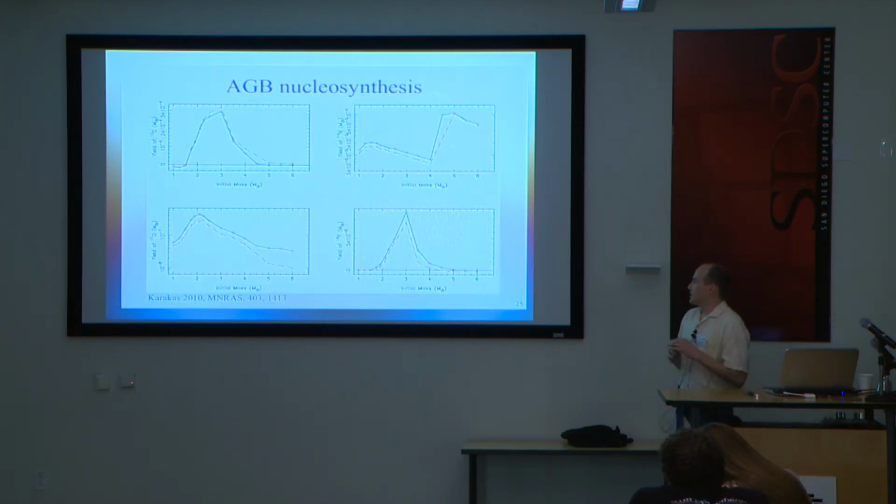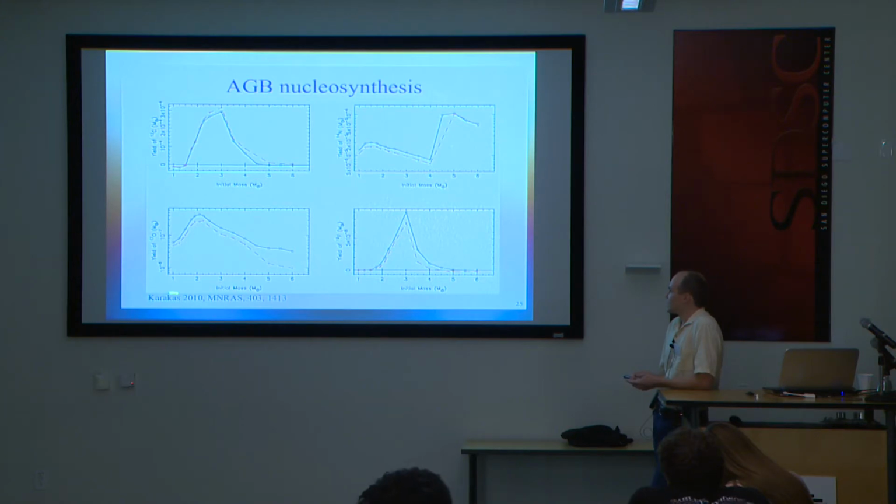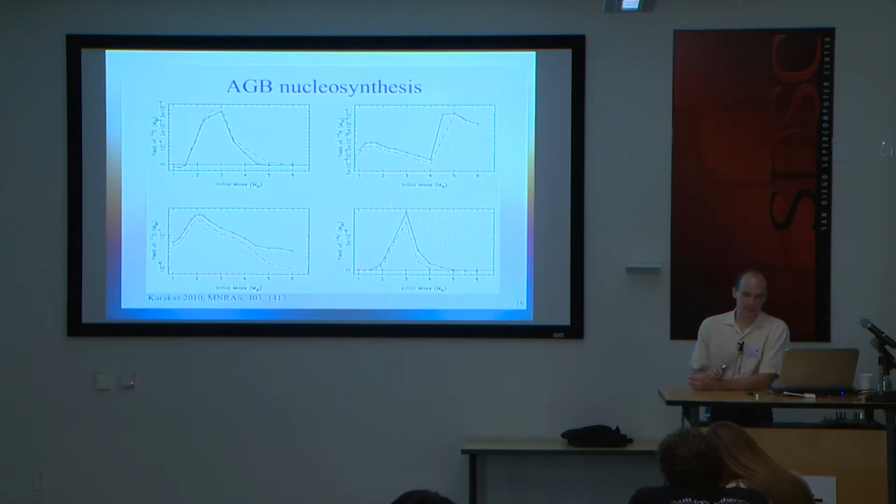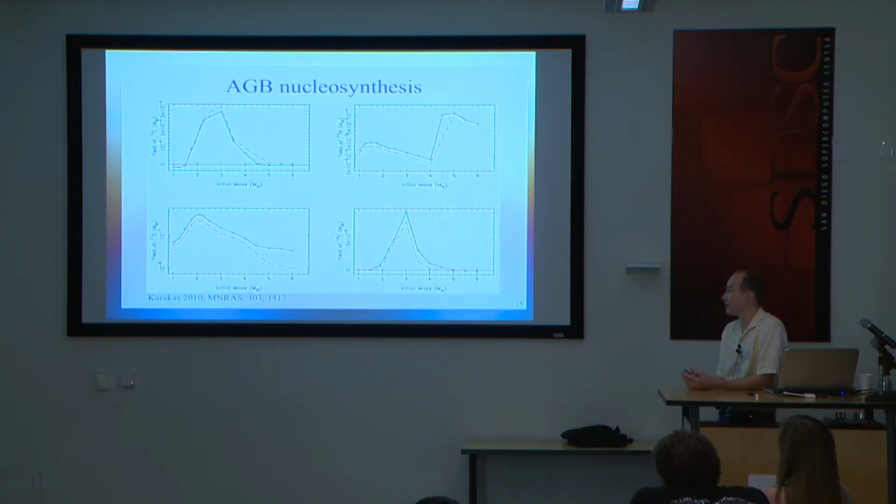So this is what AGB nucleosynthesis looks like, and the reference that I like is Karakas, 2010, who revised some AGB models. If you ever want to look up the yields of these AGB stars, you can go to her paper. The yields of these stars vary quite a lot with mass. They vary more with the initial mass of the star than Type II supernova models. So it's very important to know which mass of AGB star you're looking at.